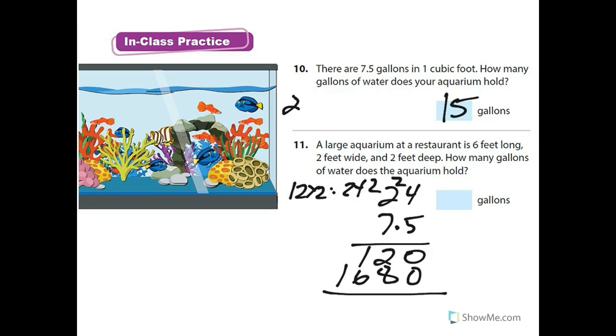So we got 0, 10, 8, and 1. How many decimal places do we have? Yep, 1. So our decimal place is going to be here. So it's going to be 180 gallons. And if you put 180.0, that's fine as well.